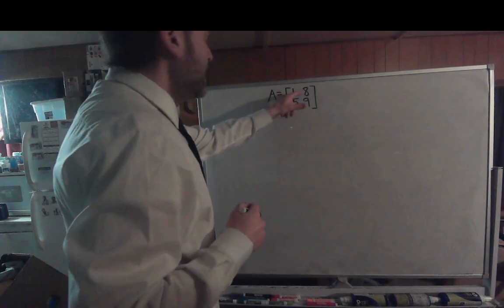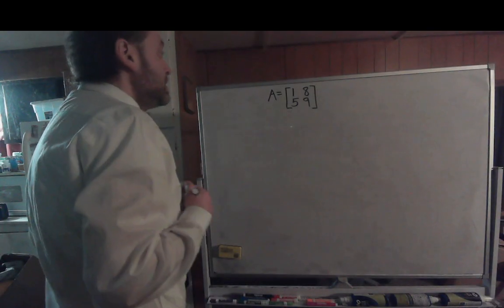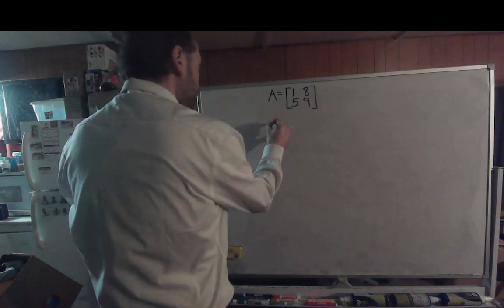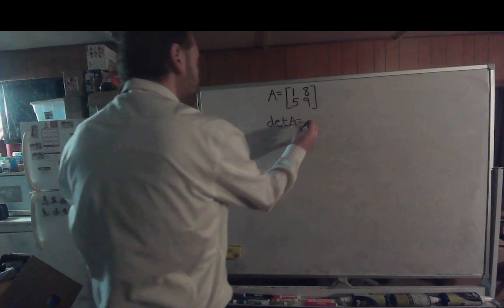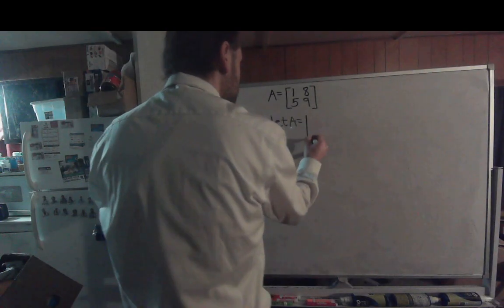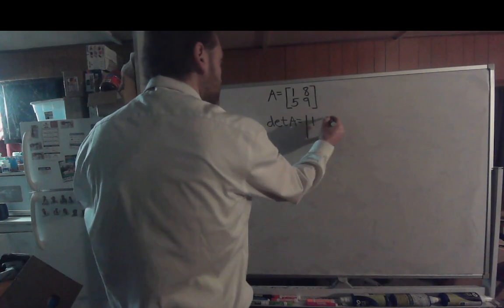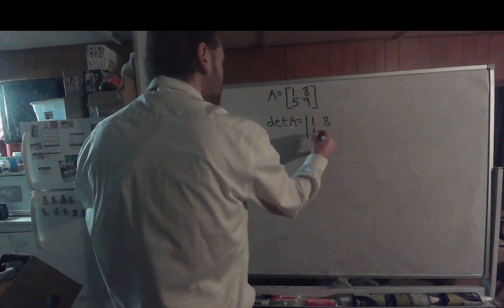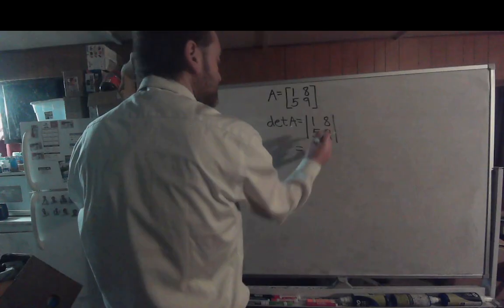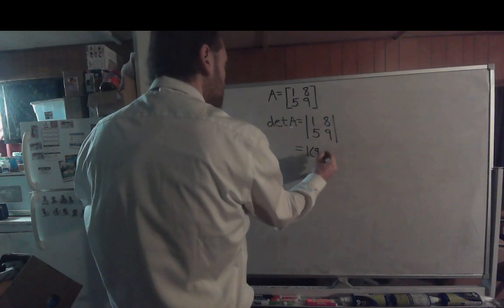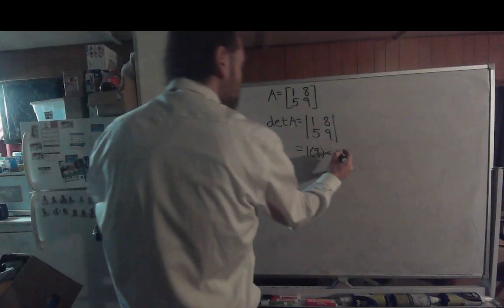Alright, so matrix A has entries 1, 8, 5, and 9. So let's go ahead and evaluate the determinant of this matrix. So place all these entries inside a big absolute value looking sign. Now, take your 1 times 9 minus your 8 times 5.